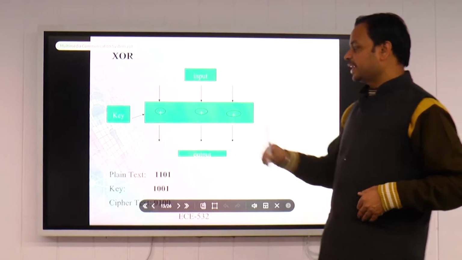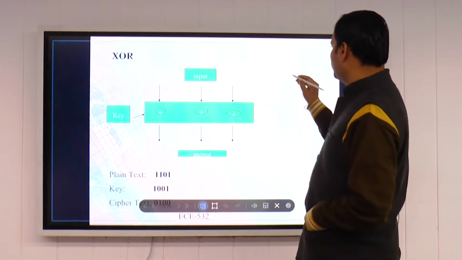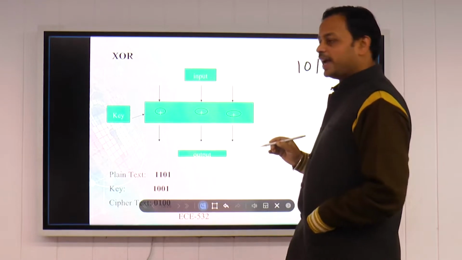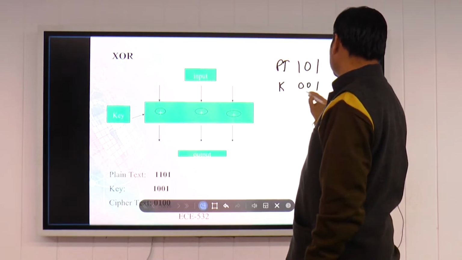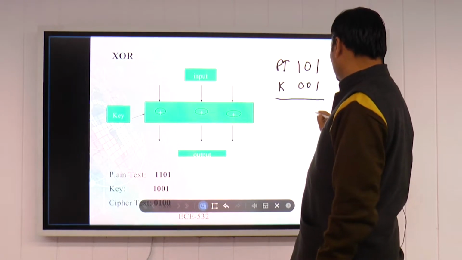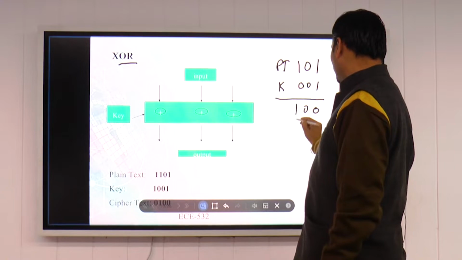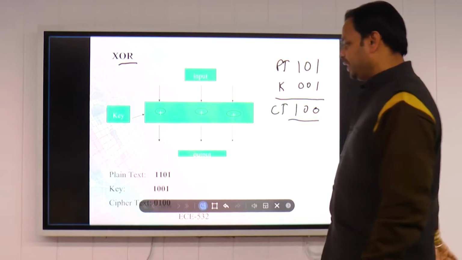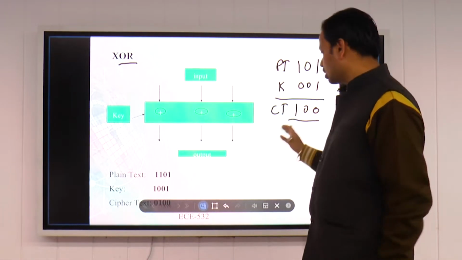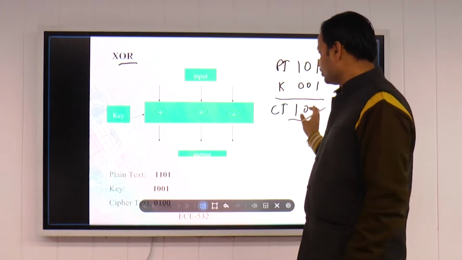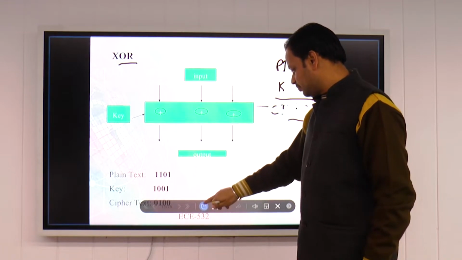Now another mechanism is what we can call XOR. XOR means, like, I'll give you an example. Say for example the input, the plain text, is 101 and the key is for example 001. So the output will be 110. We'll use the concept of XOR. So this will be the ciphertext. Again, in this way we can convert from plain text to ciphertext using XOR. So these are different techniques for encryption.